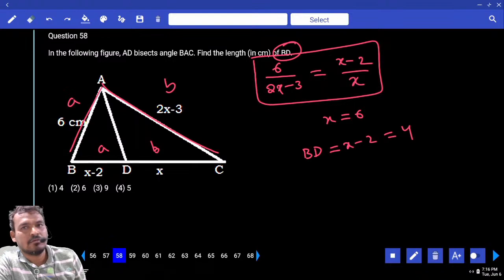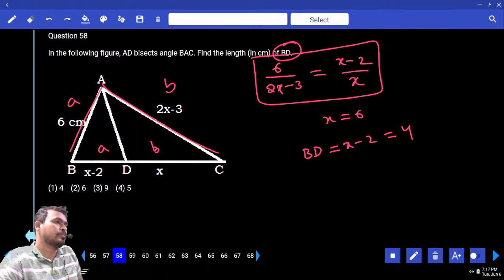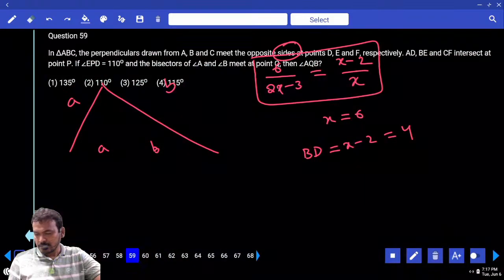Anyone doubt? 6 by, what is the denominator? 9. 6 by 9 means 2 is to 3. Left hand side 2 is to 3. What is the right hand side? 4 by 6. 4 by 6 means 2 is to 3. Next, 59.